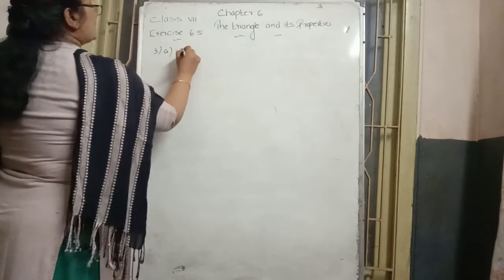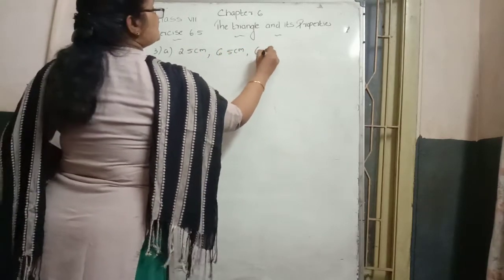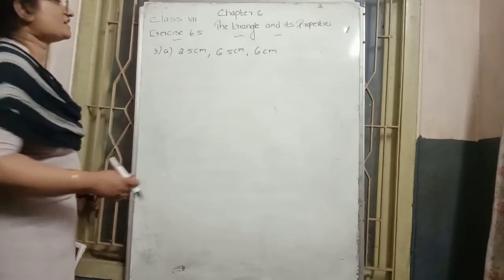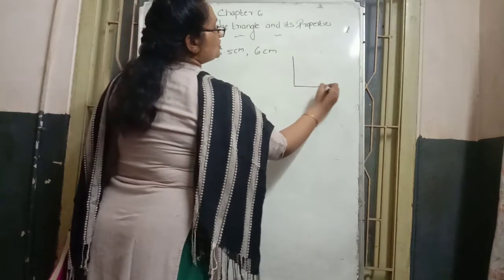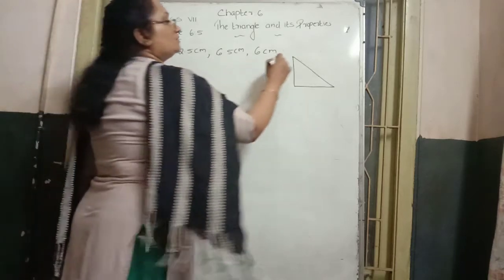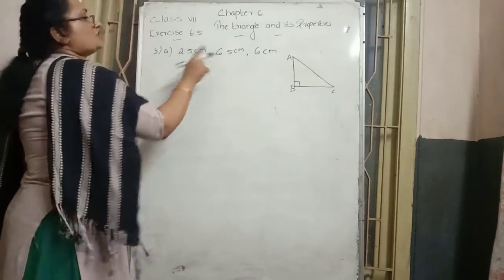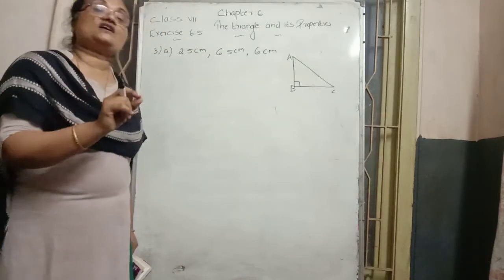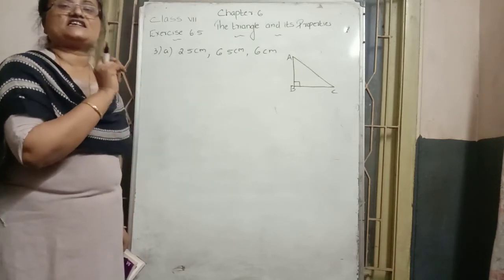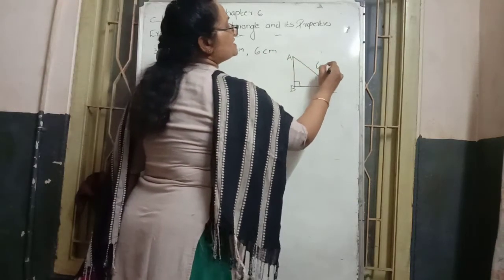A question: 2.5 centimeter, second measurement 6.5 centimeter, 6 centimeter. We want to check whether it becomes the measurements of the sides of a right angle triangle or not. So just for clarification, we draw a right angle triangle, only for the purpose of doing this. Any alphabet you can mark, B as 90 degrees. When given, the longest value mark on the hypotenuse. Which is the hypotenuse? The longest side we call the hypotenuse. So which is the highest value? 6.5. That value, mark it on the highest side, please.